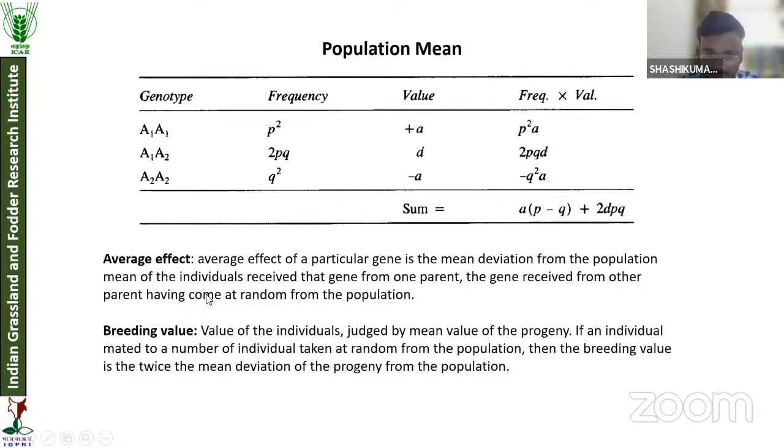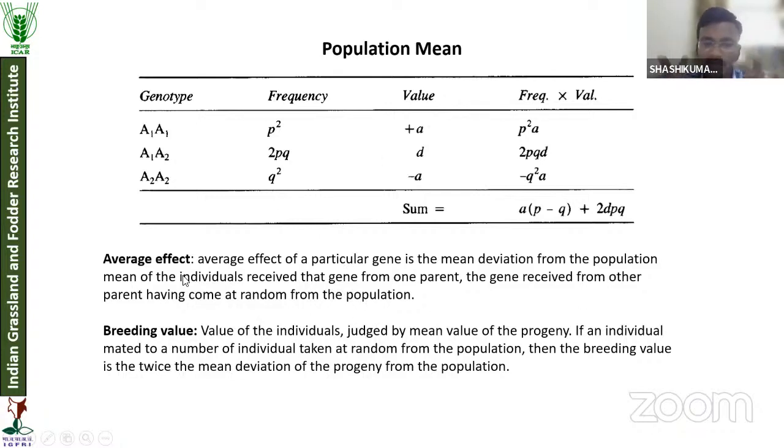Now come to average effect. As we know, the genotype always transfers alleles, that is genes, to the progeny, not itself as a genotype. Any progeny formed will be a combination of different genes received from the parents. So if you want to identify what type of progeny will result, you have to know the average effect of a particular gene. The average effect of a gene is the mean deviation from the population mean of individuals that received that gene from one parent, with the gene from the other parent coming at random from the population. Suppose you select one plant which receives one gene from P1 and the other allele randomly from the population. The deviation from the population mean is called the average effect.